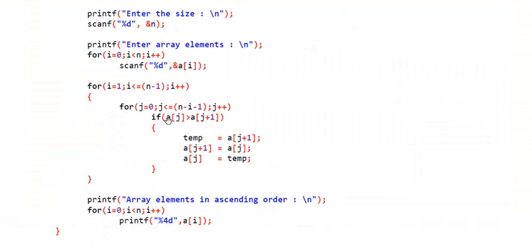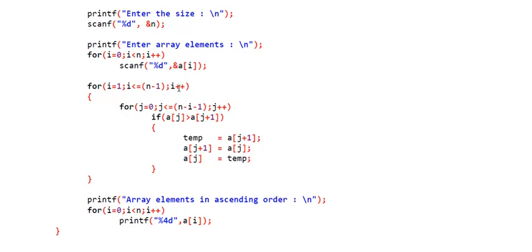It will do the comparison. If a[j] is greater than a[j+1], it will do the swapping, otherwise it will move to the next value, and if it completes one pass, it will go to the next pass. So until all the passes are complete. When this condition becomes false, now i value will become 4, then the fourth pass will complete. After the fourth pass is complete, all the array elements are in the proper position.